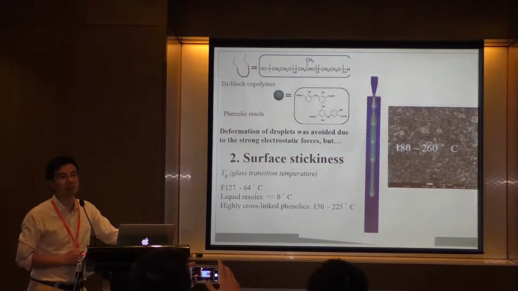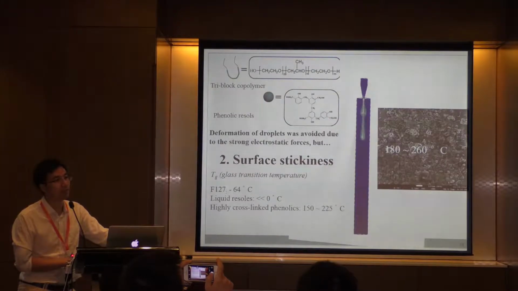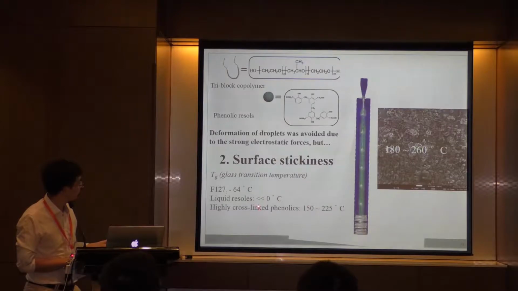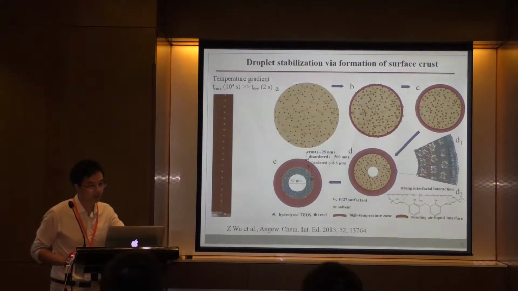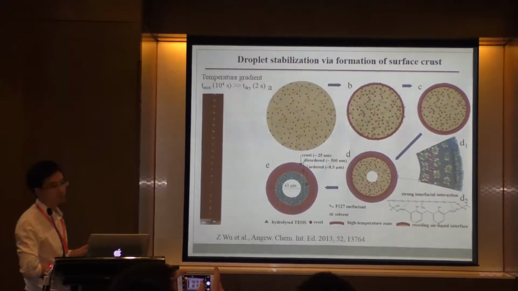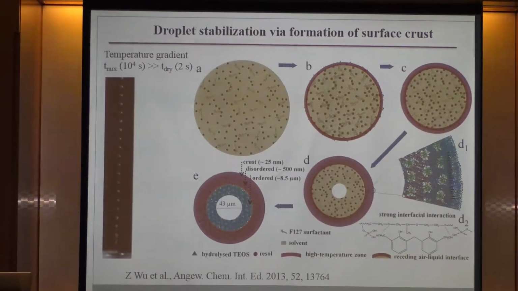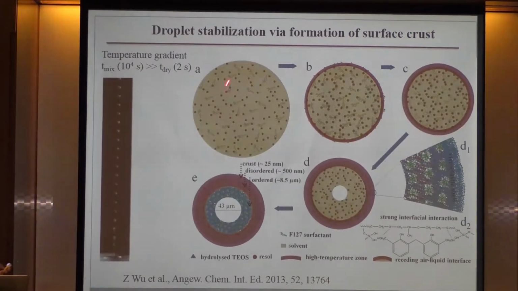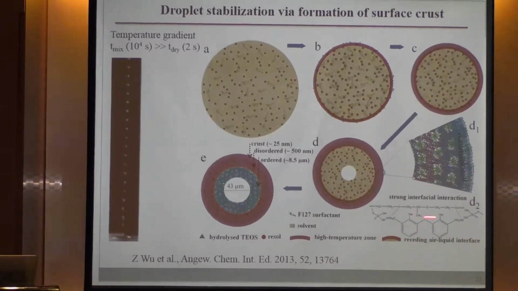If we use spray drying to get this kind of microsphere, they will be very sticky and it's not possible to collect them. So this is a very difficult issue to overcome, and we will show you how we fix it. The first example is that we use the formation of a surface rigid crust, or surface shell, to stabilize the droplets. That means we have liquid droplets, and in the droplet we have the surfactant and the phenolic resin.